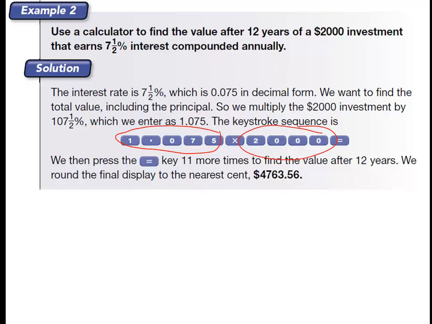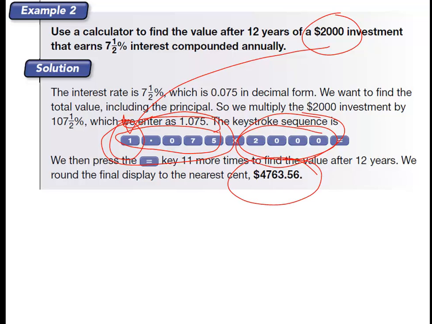So if you've got a calculator and you want to figure out what $2,000 would grow to after 12 years at the rate of 7.5% interest compounded annually, you would put in 1.075 for the 7.5%. The 1 represents the $2,000, right? So put 1.075 times 2,000 and hit equals 12 times, and you would get $4,763.56.